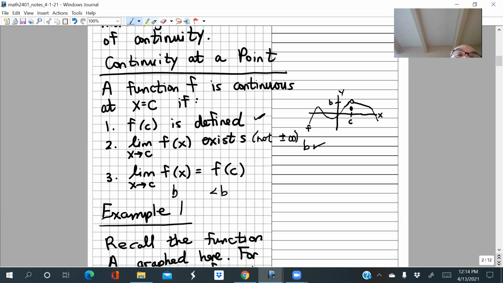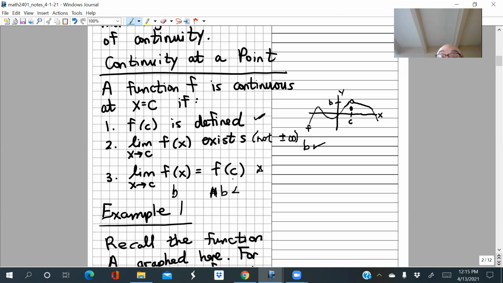It's less than B, right? So clearly the limit and the function value do not match one another. So that one doesn't work. So not continuous.